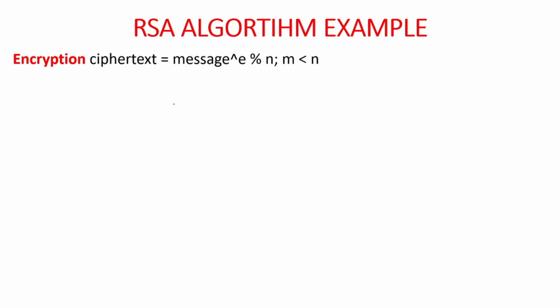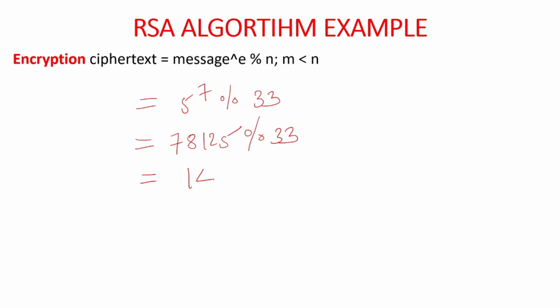Okay. So now we'll find what is our message? Message is 5, given already, raised to E. What is E? We got 7. Mod of N. What is N? Value of message should be less than N. So what is N? N we have got 33. So 5 raised to 7 is, answer is 78,125. If you calculate using a calculator, you will get this answer. 78,125 mod 33. If you solve this, you will get the answer as 14.